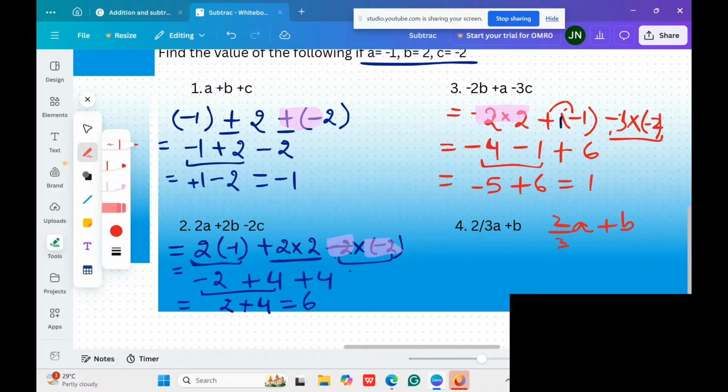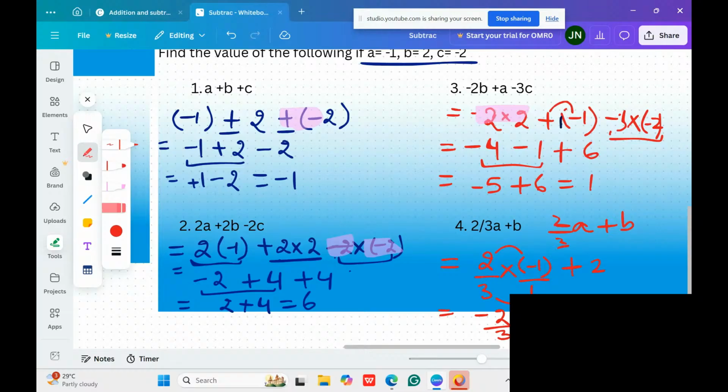Chalo, now let's start this question, okay? So we will substitute the values: 2 by 3 times a. Now a is -1, plus b. b is how much? 2. Now let's solve this part. Remember that when there's nothing in the denominator we assume it is 1, and we multiply numerator with numerator, denominator with denominator. So this will be -2 over 3.